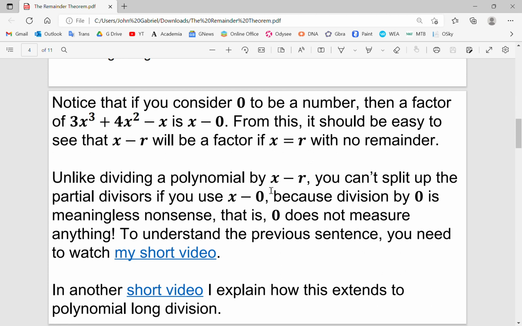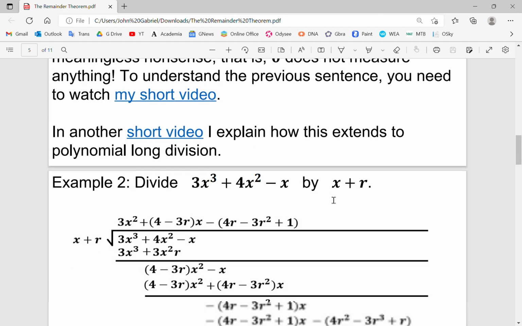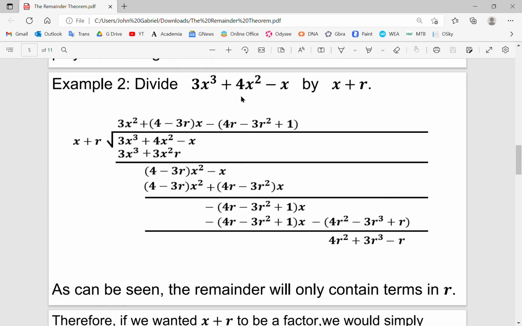Unlike dividing a polynomial by x minus r, you cannot split up the partial divisors if you use x minus 0, because division by 0 is meaningless nonsense. I'll show you an example toward the end of two examples of partial divisors. To understand this paragraph, you need to watch this short video and also this short video in which I explain how division is extended to polynomial long division. And here I give you an example.